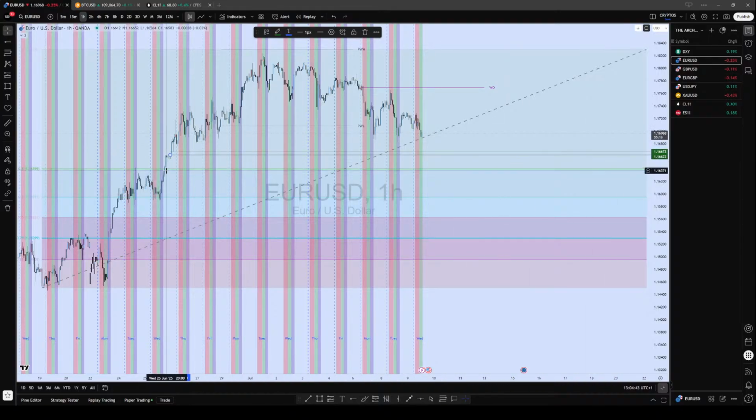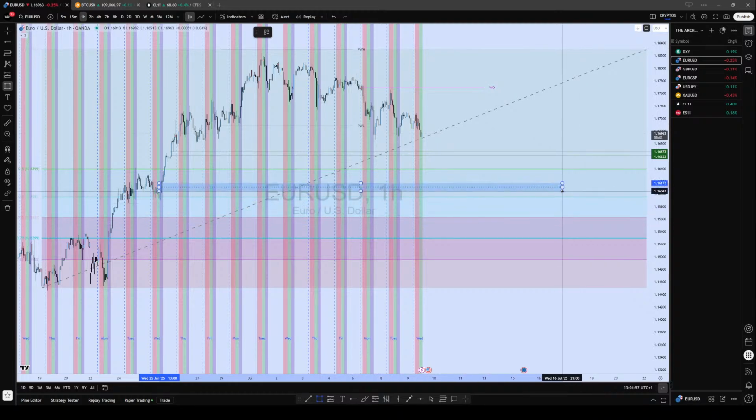So another gap is over here, exactly at the 50%, and then right in here. That's the one that I think ultimately they might trade to. This one over here, the 1.1617 level. So look for continuation to the downside.